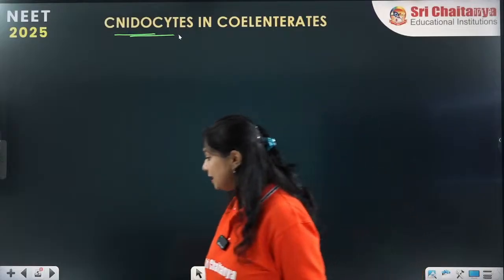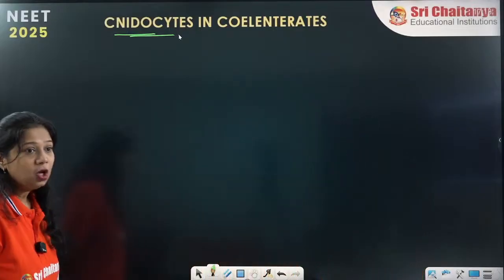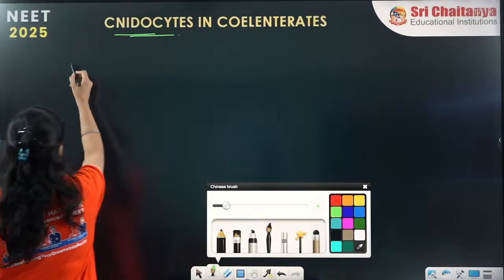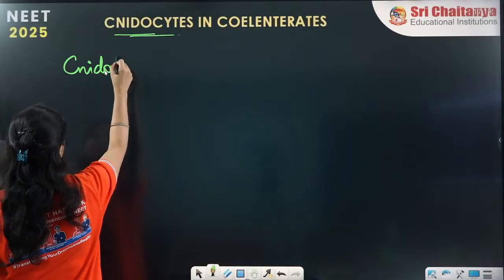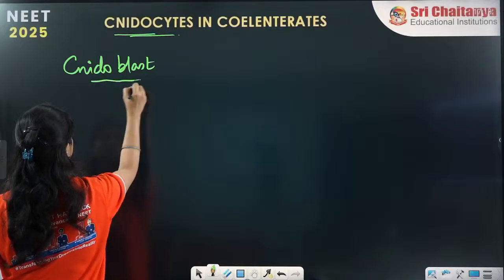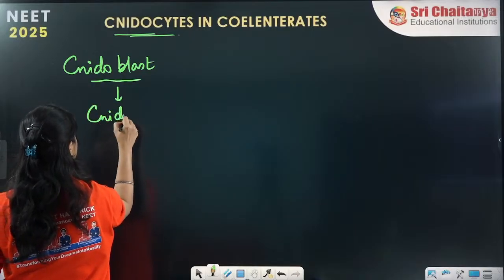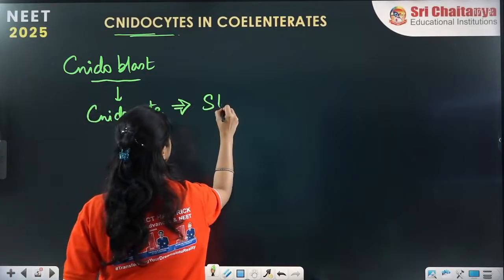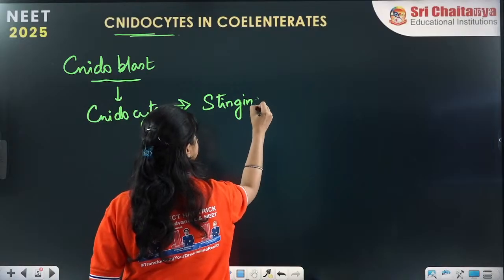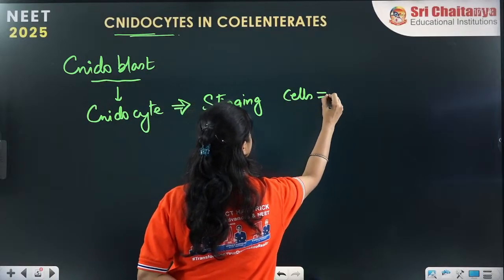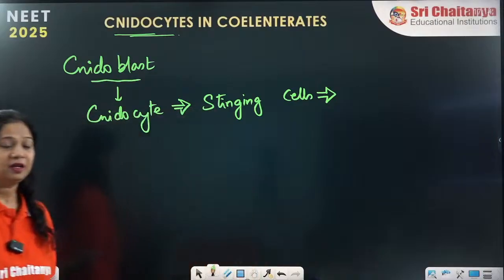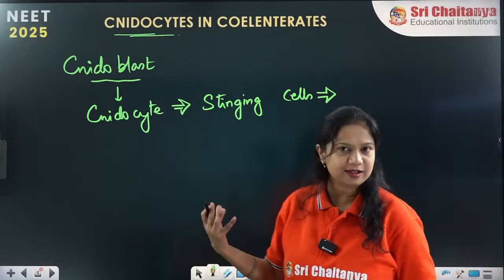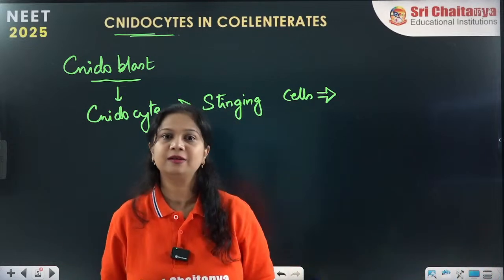Okay. So there are cells which are called the cnidoblast, which changes into the cnidocytes. The cell which gives rise to all its characteristics is called the cnidoblast, which changes into cnidocyte, and this cnidocyte is commonly called stinging cells. Now the question is, where are these stinging cells present exactly? They are present in coelenterates.